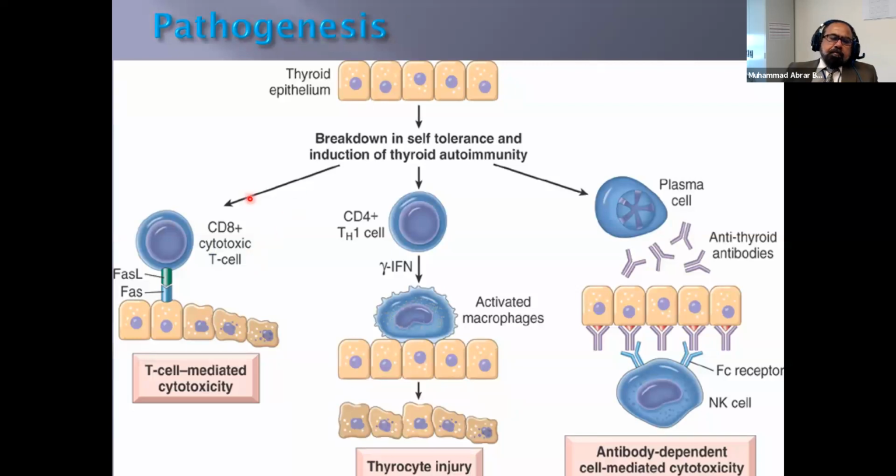In the first one, CD8 cytotoxic T cells directly attack the thyrocyte by Fas ligand-Fas, and they directly kill the thyrocyte. In the second one, CD4 Th1 cells secrete gamma interferon, which recruits more and more macrophages and activates them, and these macrophages then kill the thyrocyte.